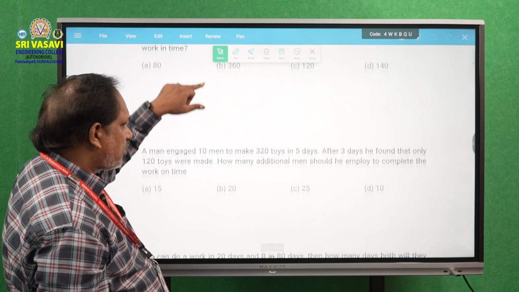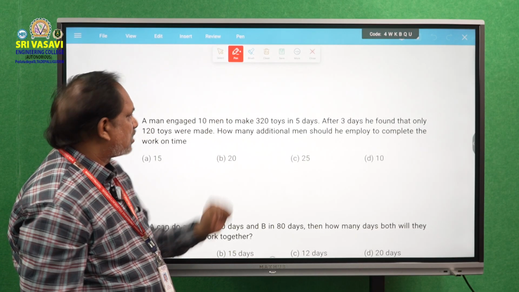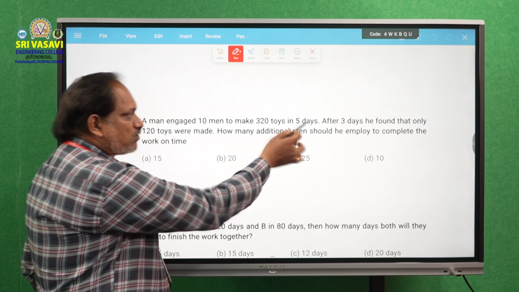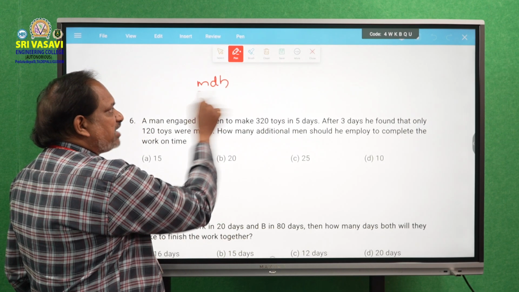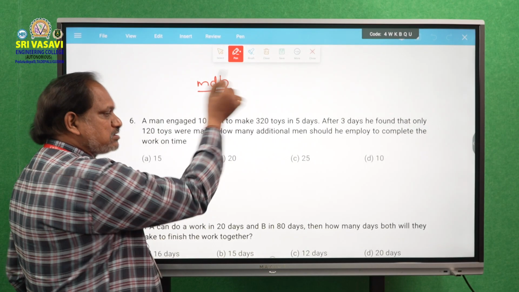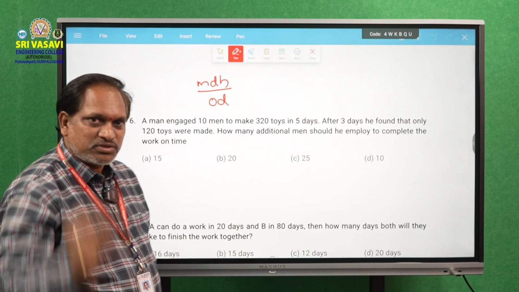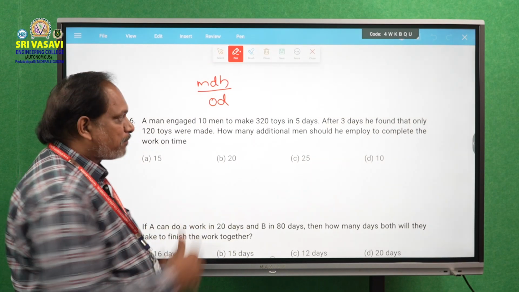See, same formula, same application, but simple different logic here also. A man engaged 10 men to make 320 toys in 5 days. So already I am given a formula, that is equal to MDH by OD. So men, days, hours always in the numerator, and any remaining data should be placed in the denominator. Simple, it's a blind logic we apply from that.